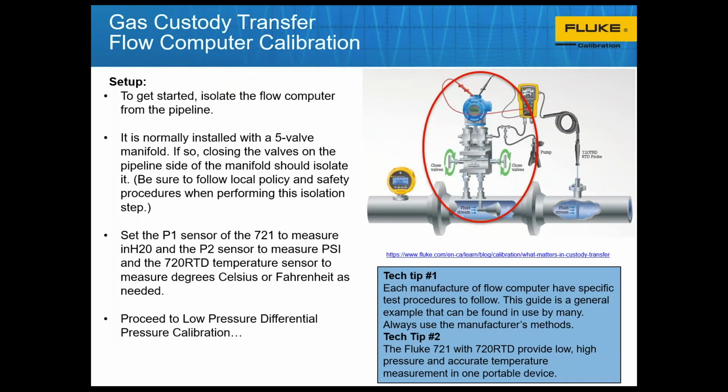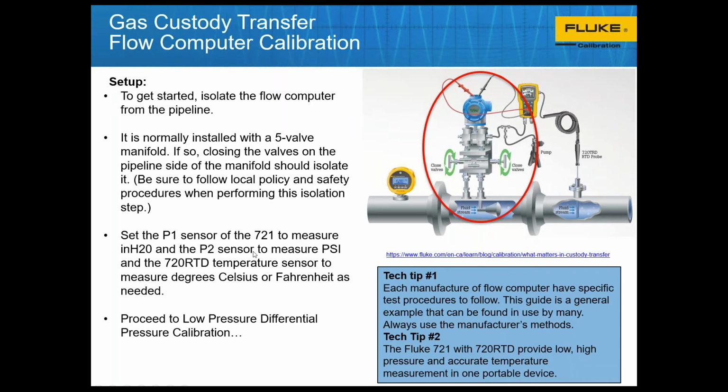What we have on the display here, on this image right here, just so you know, is a Fluke 721. It's actually a dual pressure device. It typically has a low pressure and a high pressure port. It has a connection for an RTD probe, and it does the electrical connection. So there's a lot of stuff going on over here.